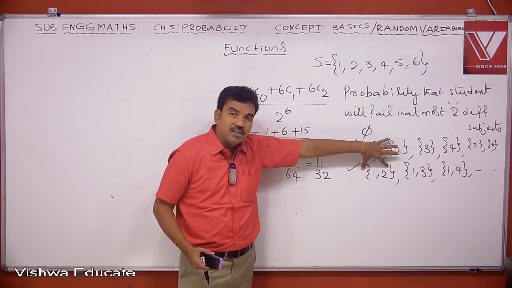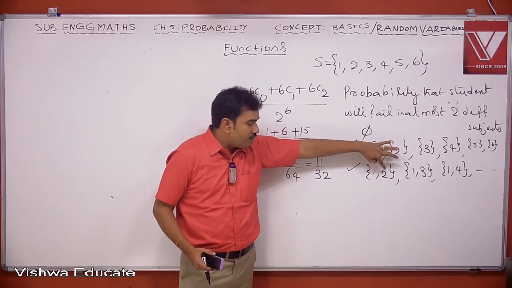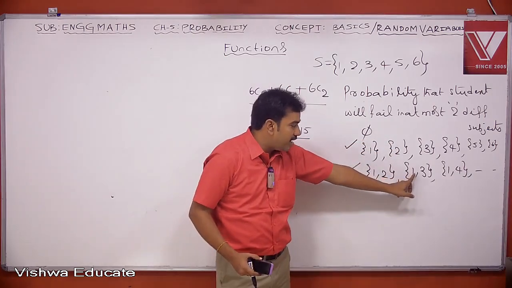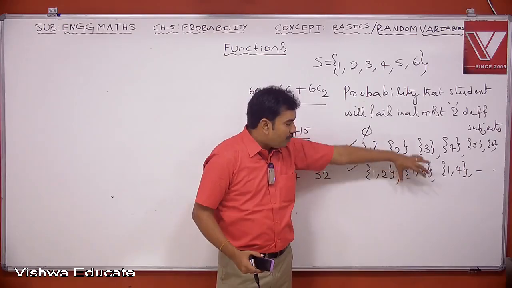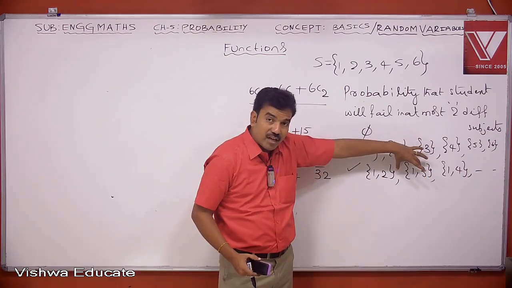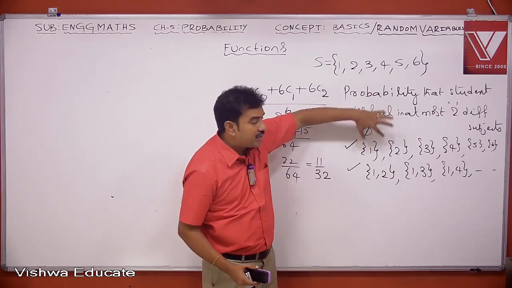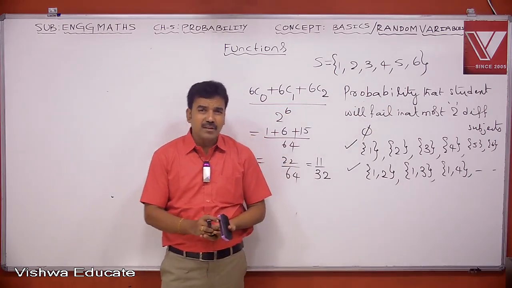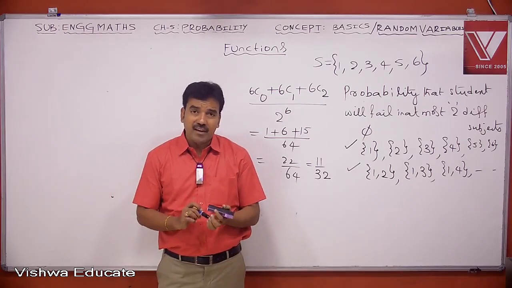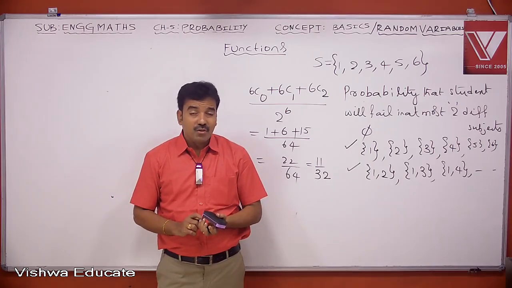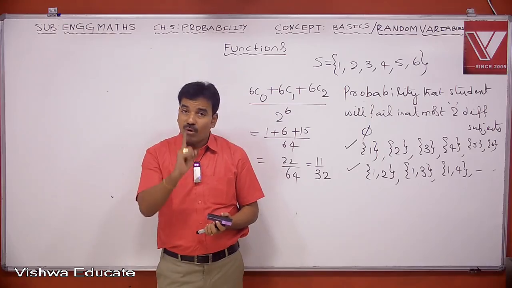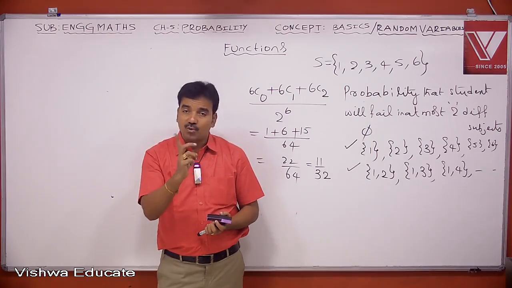Basically it means that the student is failing in subject 1 and subject 2. The student is failing in subjects 1 and 3. So basically all these are subsets of S having 2 elements. Subsets of S having a single element. Subsets of S having 0 elements. That means the student may fail in 0 subjects, or only in 1 subject, or in 2 different subjects.